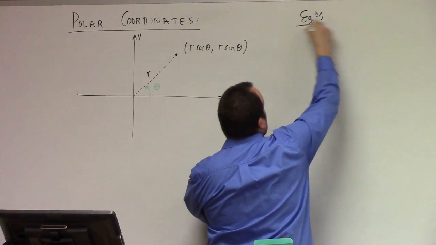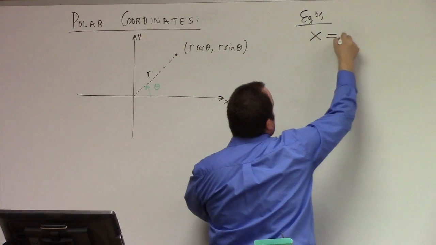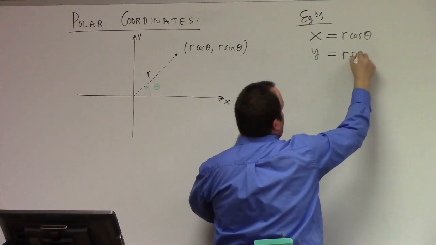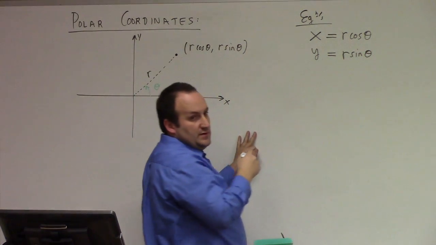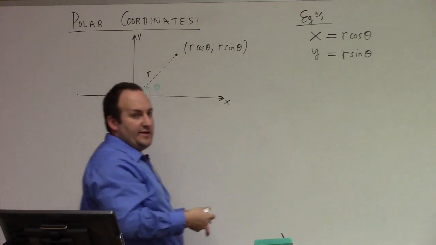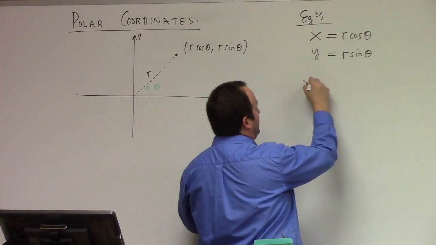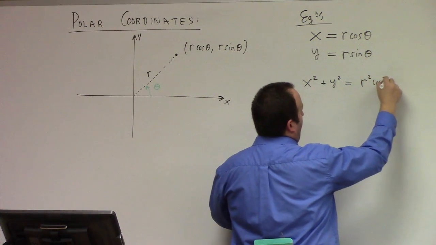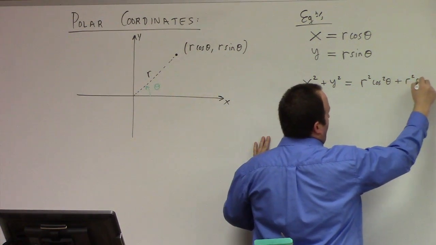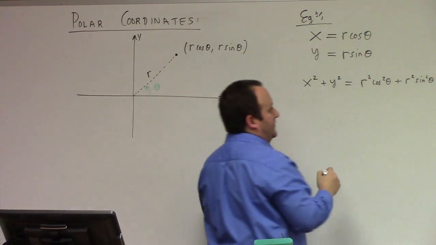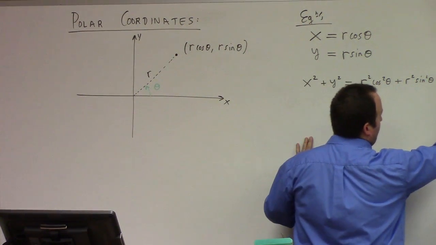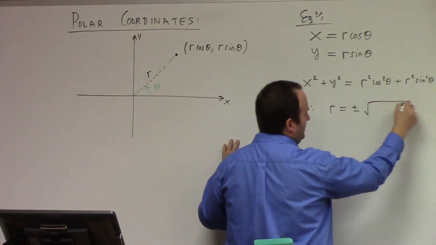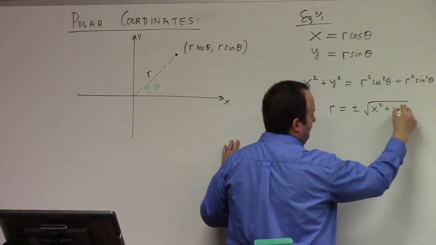First of all, we have x is r cosine theta, and y is r sine theta. Let's just do some algebra before we get too far into anything else. What's x squared plus y squared going to be equal to? So x squared plus y squared is r squared, right? Therefore, r is equal to plus or minus the square root of x squared plus y squared.